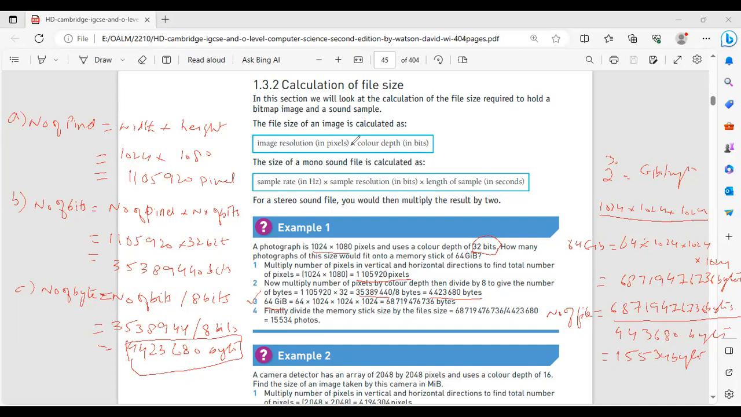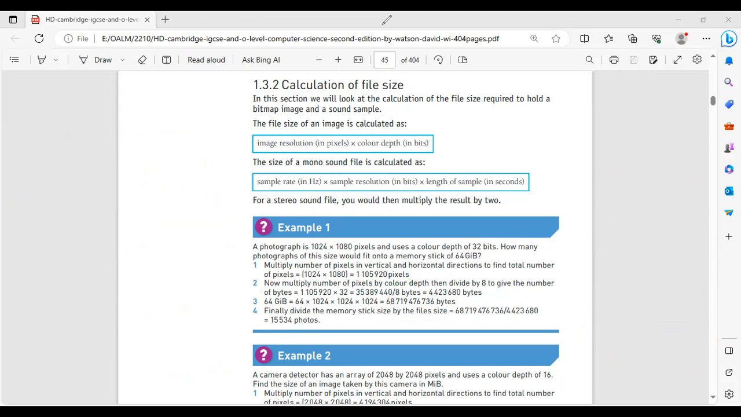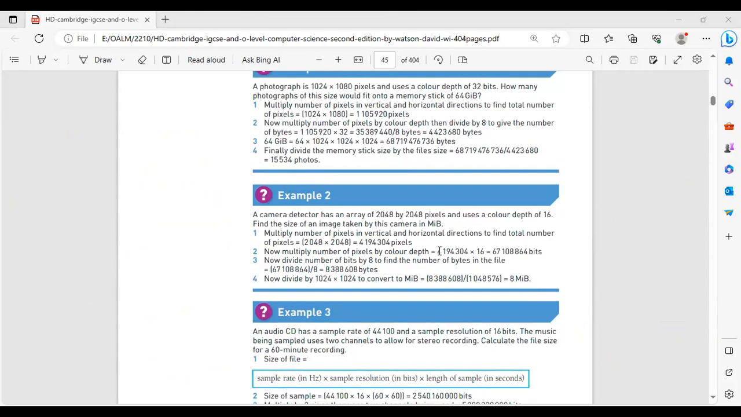Okay, I'm removing this one. Moving to the next question. Now example 2. A camera detector has an area of 2048 by 2048 given. Basically, this might be width and this might be length or height, and it uses a color depth of 16. Find the size of an image taken by this camera in black and white. Now in this example you have to find the file size.